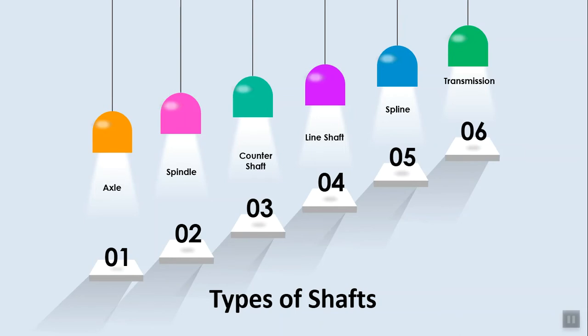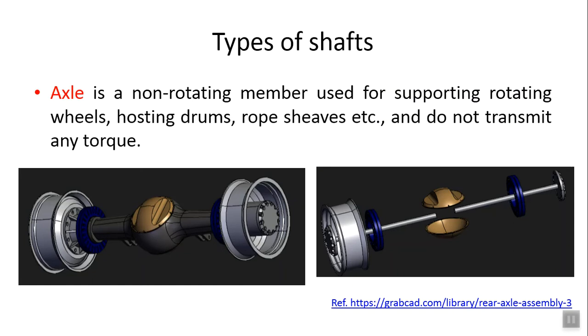Now let us try to understand the types of shafts. The first one is axle, second spindle, third countershaft, fourth line shafts, fifth spline shafts, and sixth transmission shafts. Let us try to discuss each shaft one by one. First one, axle. You already know about this axle.